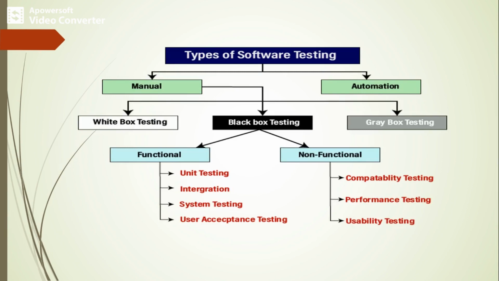Especially in manual testing, the software tester is going to write the code, and then he is going to test the particular code or application program. So that manual testing is once again split into three categories: white box testing and black box testing. The gray box testing is the mixture of white box and black box testing together. We are calling it the gray box testing.